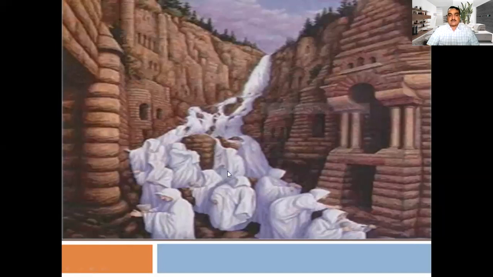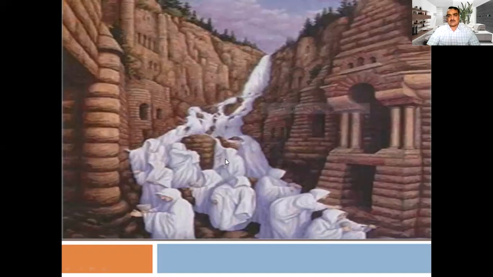If you really look, there is no water at all in this picture, but the people are arranged there, and their dress is completely white. Some of them are seated, some of them are standing, and some of them are doing some activities like that.